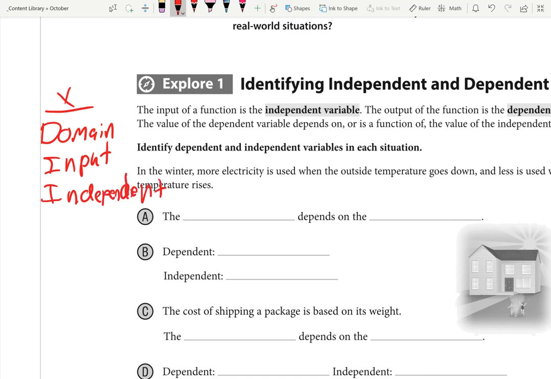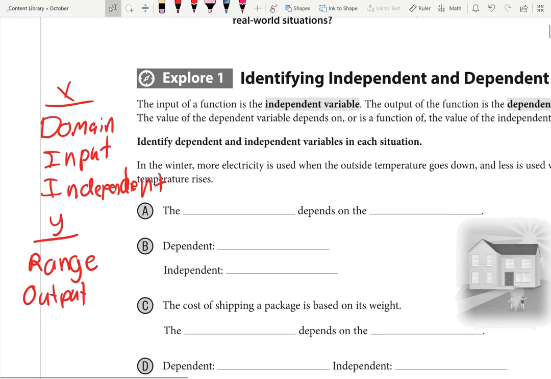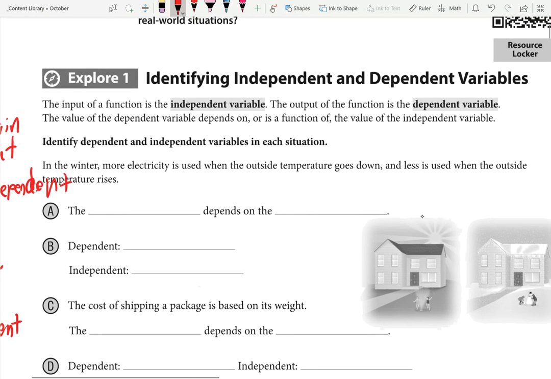So anytime you see any of these words, domain, input value, independent value, we are always talking about the x values, okay? And for the y values, we know that y goes to the range. Y is the output values. So when you see the output of a function, again, it's referring to the y values of the function. And now we're also calling it the dependent variable, the dependent value. Okay, so keep that in mind as we go.